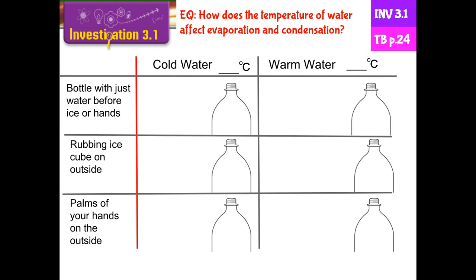You're going to draw the bottle with just water before using your ice and hands, the water after rubbing ice on the outside of the 2-liter bottle, and then the water after you put your hands back on it to rewarm it. So you're going to be testing how cold and warm water in the bottom of the 2-liter bottle affects condensation. That's liquid turning into gas, and gas turning into a liquid when you rub ice or put your hands on the top.